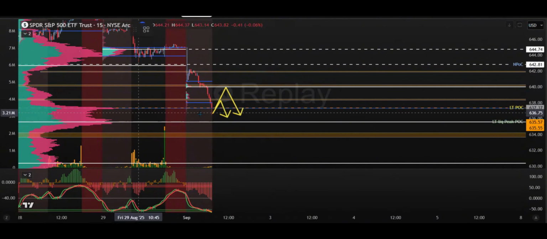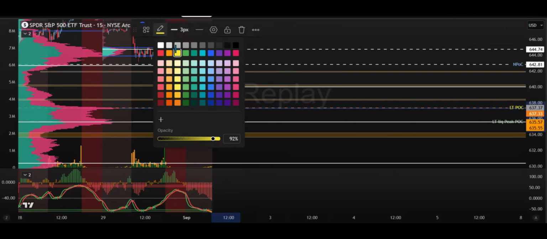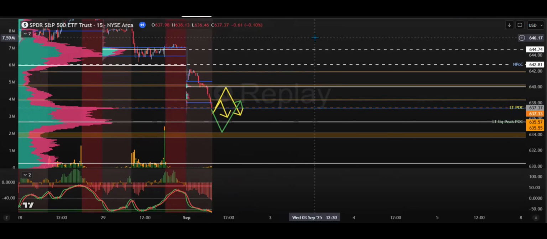Now we could say the other way too. If it goes down to this low volume node, we can assume buying is going to come in to support price to stay inside the high volume node. You always want to assume that price is going to travel towards liquidity.